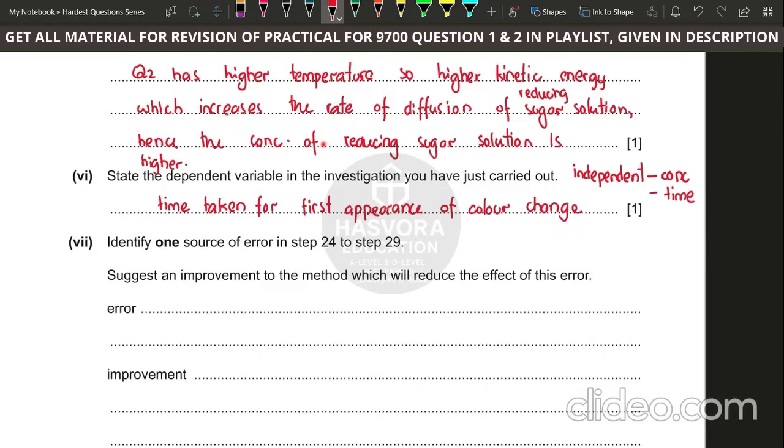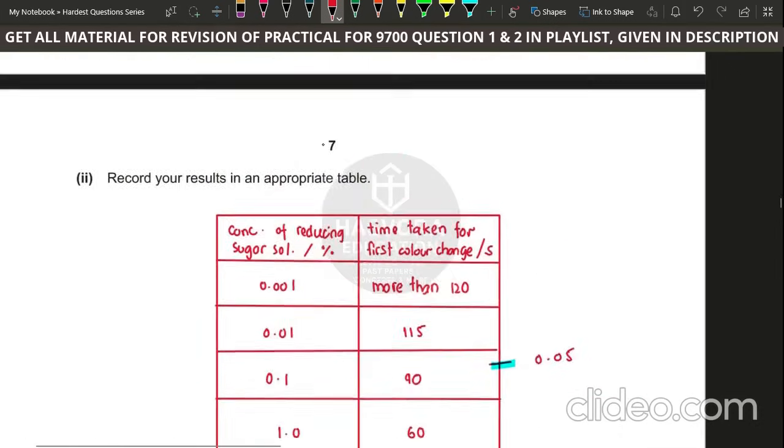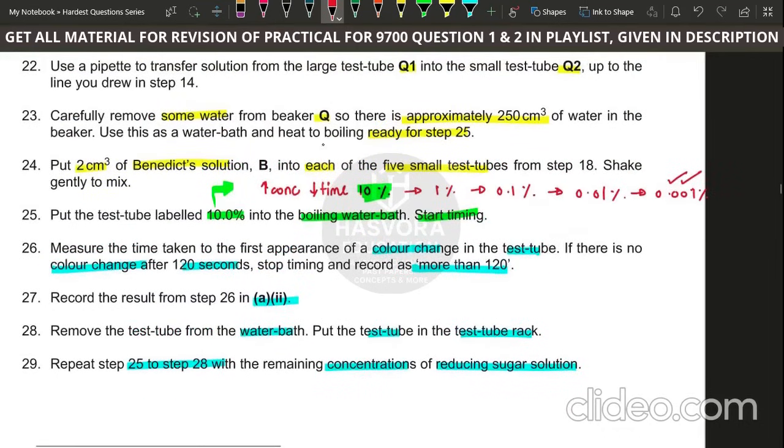Okay, then identify one source of error in step 24 to 29. Suggest improvement to method which will reduce the effect of this error. Okay, so you have to look specifically to the range of steps they have given. So 24 to 29. So put 2 cm cube of Benedict's solution B into each of the 5 small test tubes. Then shake gently to mix. Put the test tube labeled 10 cm cube into the boiling water and measure the time taken. And now what we are doing is measuring the time taken for the first appearance of color change.